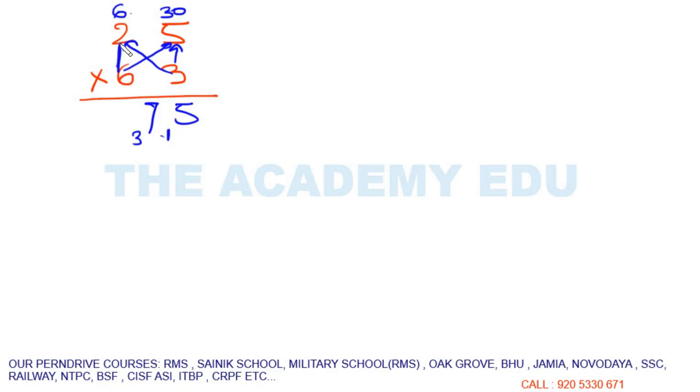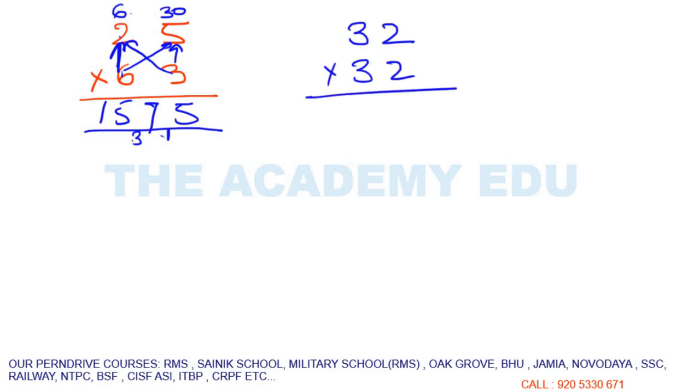Then multiply these two numbers. 6 2 ja 12, 12 plus 3, 15. This is your answer. Right? Take another number. Suppose we have 32 and we need to multiply by 32. How will we do this?